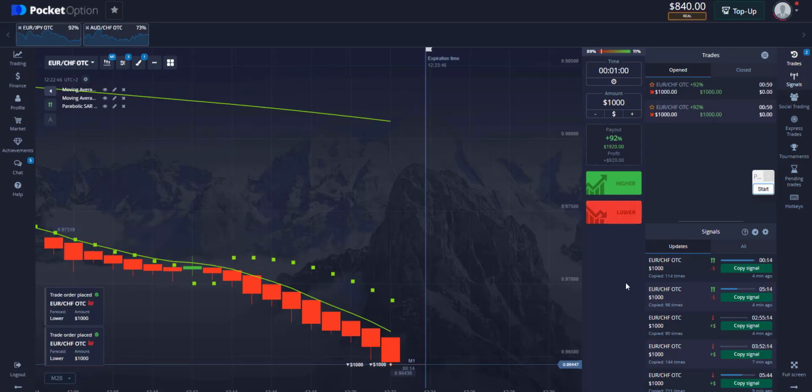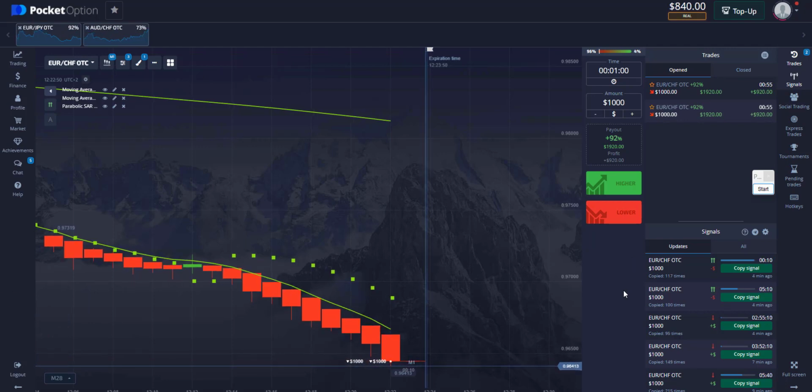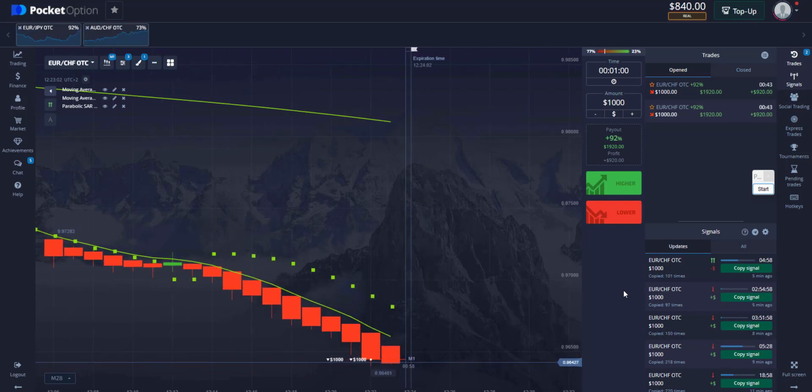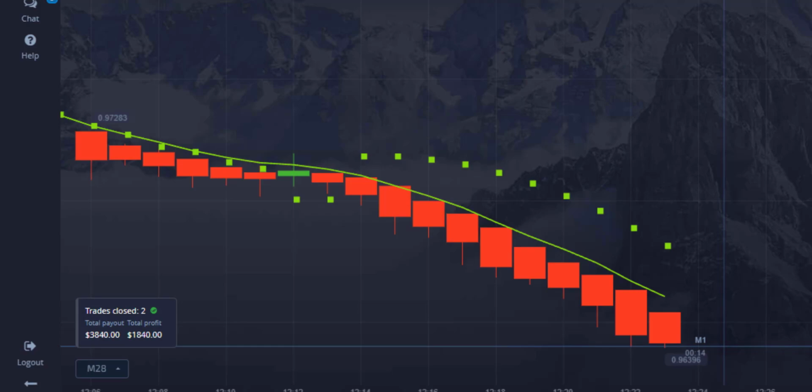On the same previous market in which I won our first trades, I will get another trade because all indicators are still towards lower, so it is still a good time to get trades here. The trades have been closed successfully.